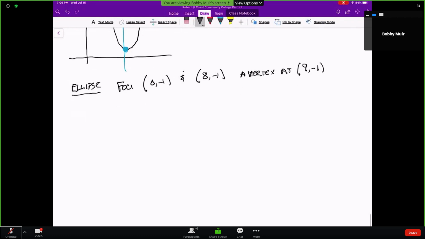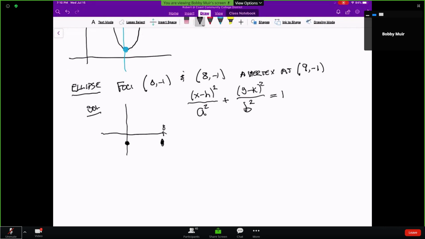Okay, let's see here. The foci are at x is 0, y is -1, and then x is 8, y is -1. So what we're going to have here is a guy that looks like x minus h squared over a squared plus y minus k squared over b squared equals 1.